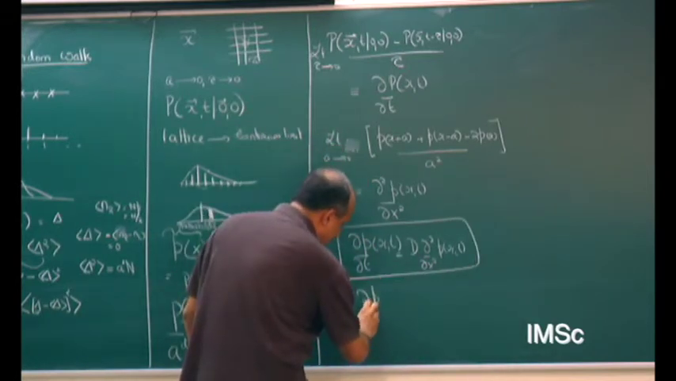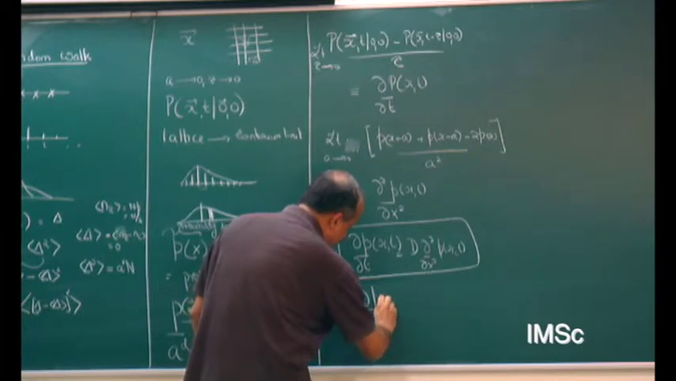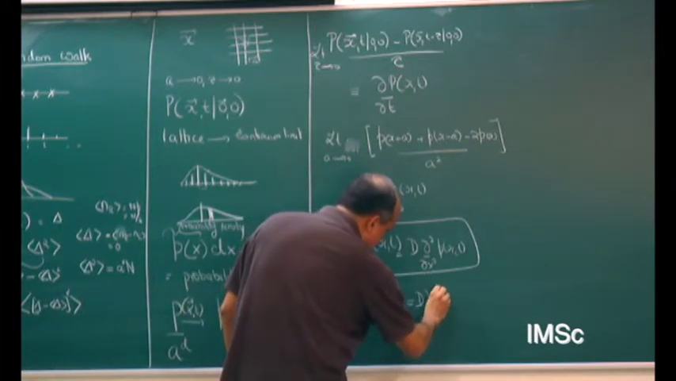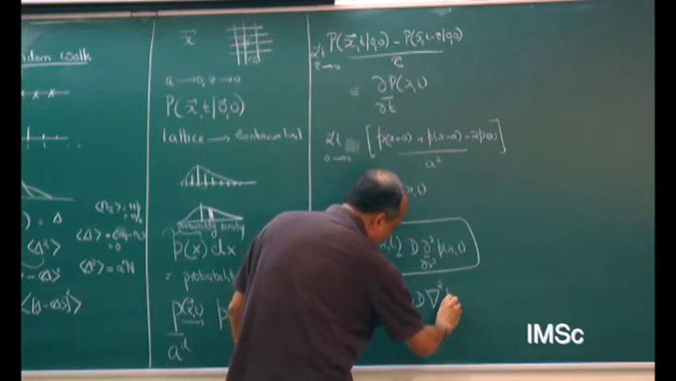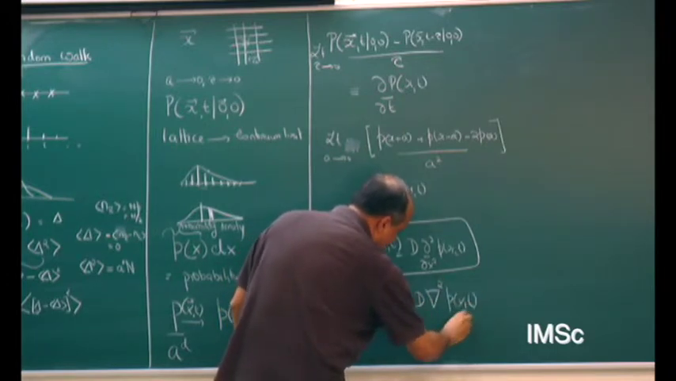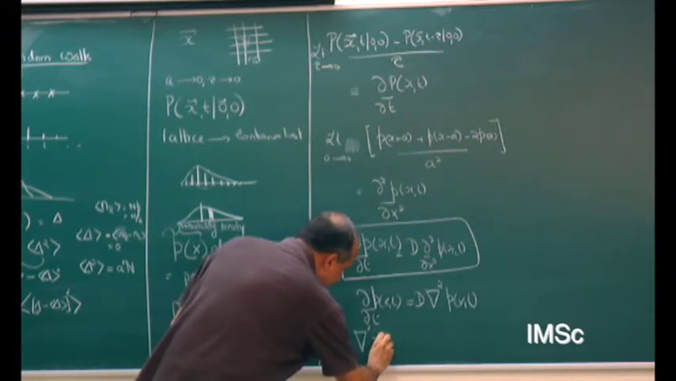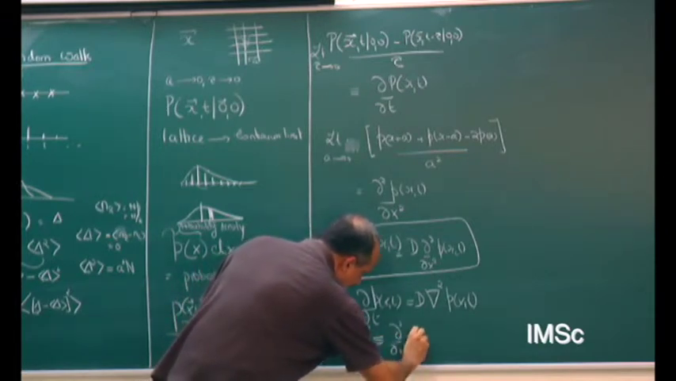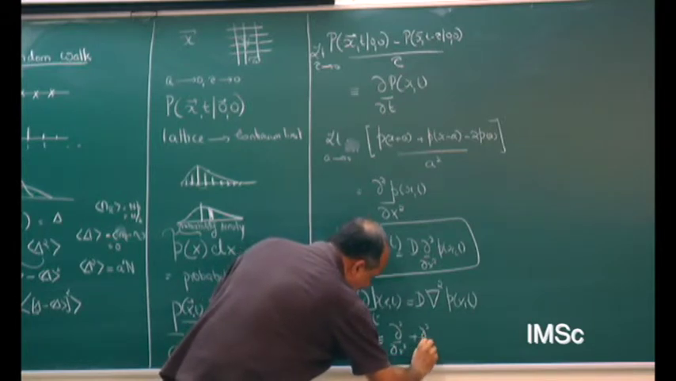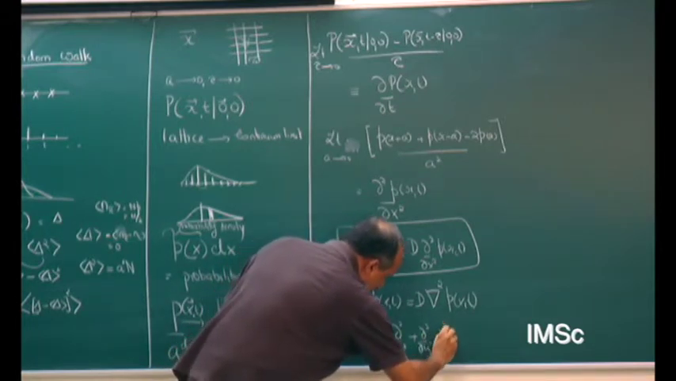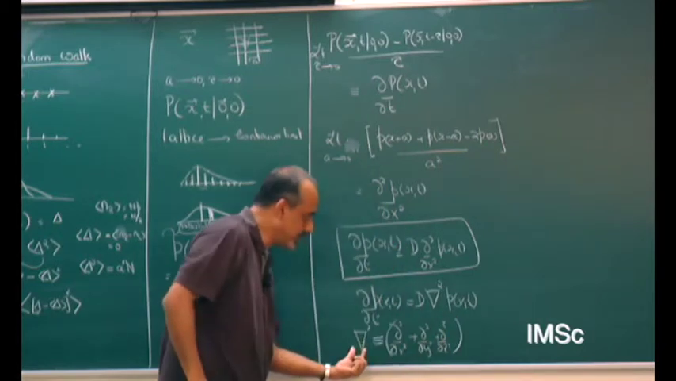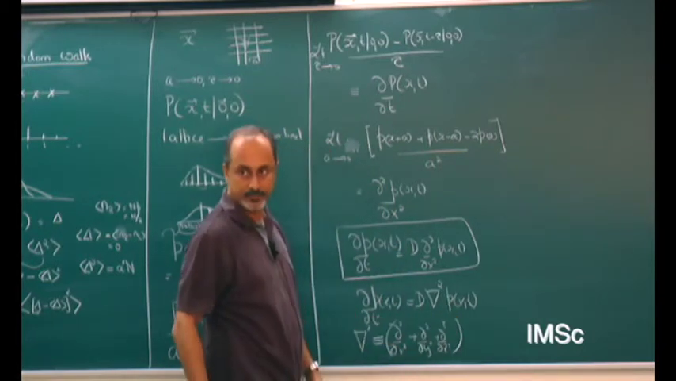More generally, I would have ∂p(x,t)/∂t equal to D times del squared of p(x,t), where del squared is defined as ∂²/∂x² plus ∂²/∂y² plus ∂²/∂z² acting upon something. So this is an operator which acts on p.